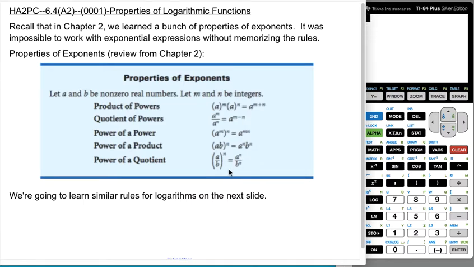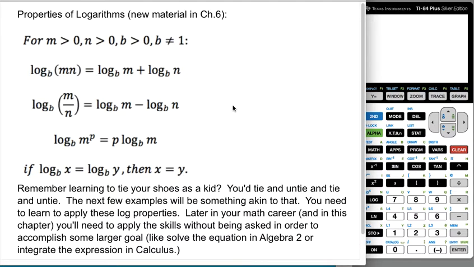We're going to learn a reverse set of similar rules for logarithms. And again, just like we saw in Chapter 2, if you don't know how to do these properties, you're going to find yourself at a dead end with a lot of problems. So it is important that we learn how to use them. All right, so properties of logarithms. These are new material for Chapter 6.